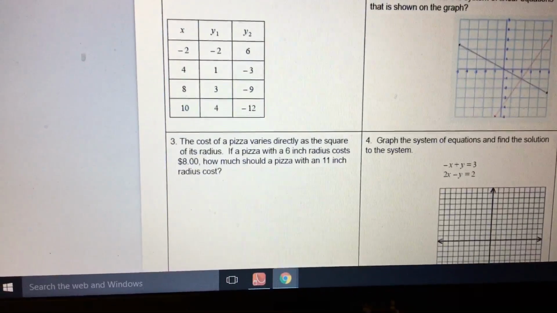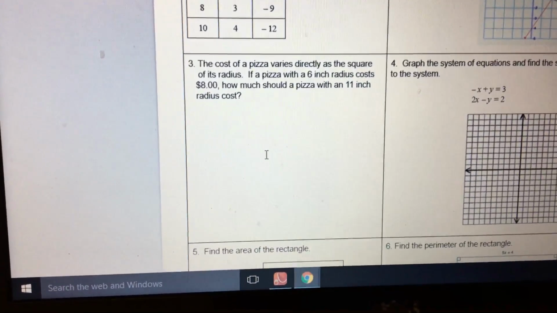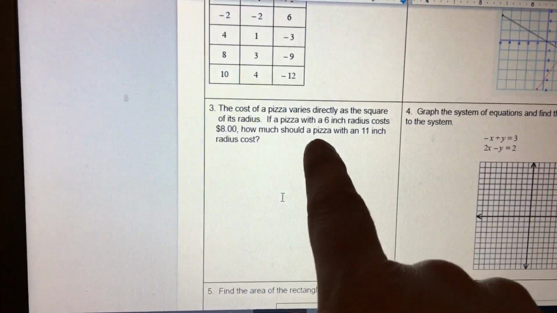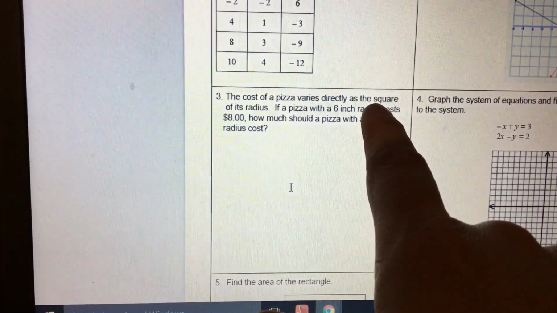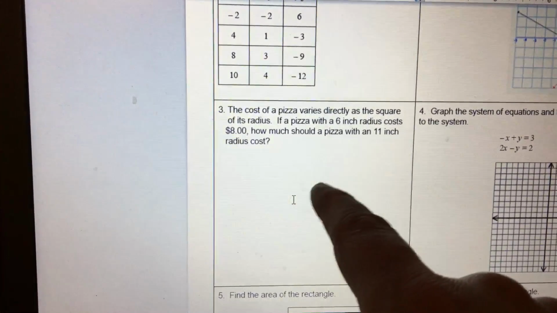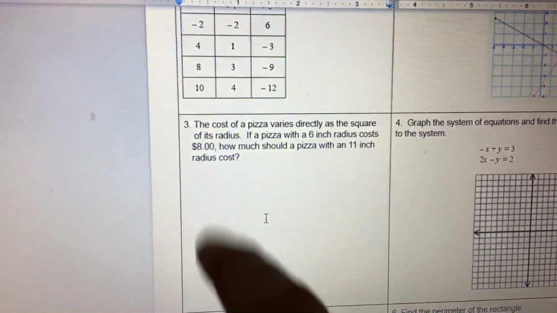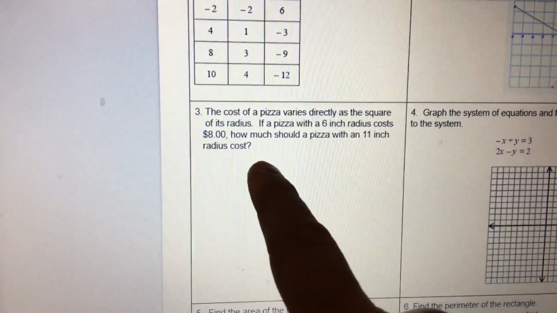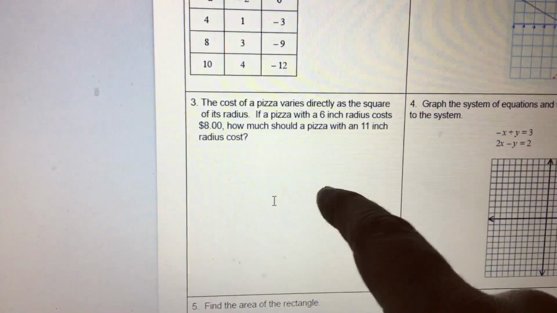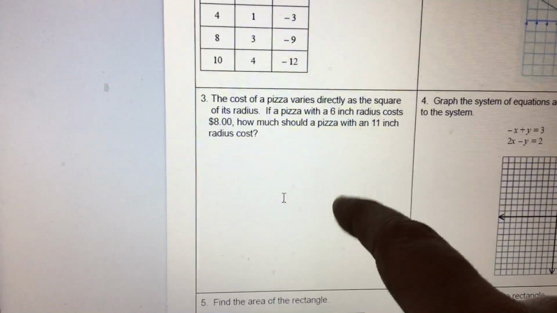Then moving on from there, whenever you have a direct variation problem, which is what this is, you can either set it up like we did in class, saying that the 6 squared times x is equal to 8, and the 11 squared times the same x is going to be equal to your answer. Or you can set it up as a ratio. You can put the $8 on top of the 6 squared is equal to the fraction of, we don't know how much money, over 11 squared.